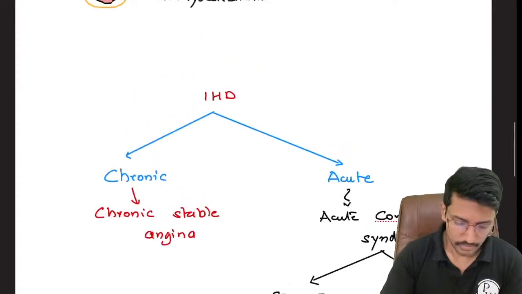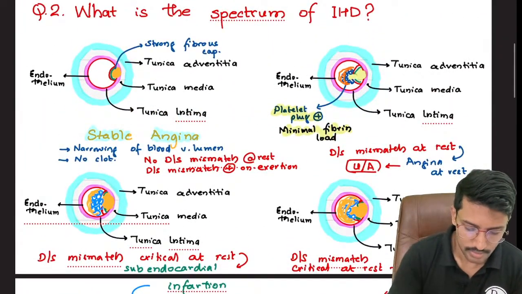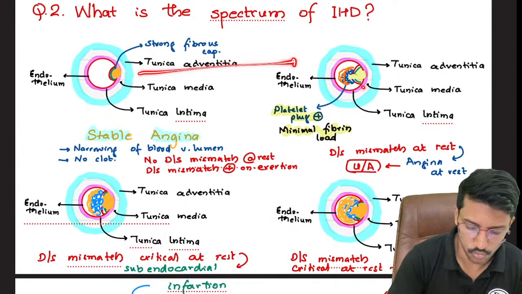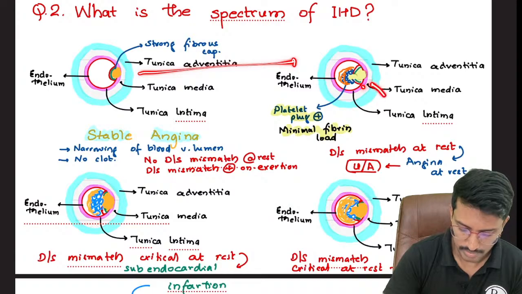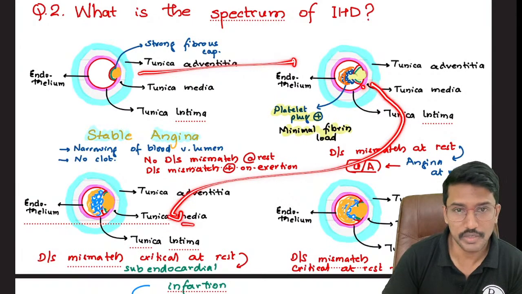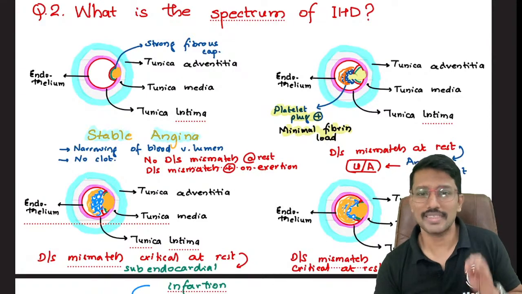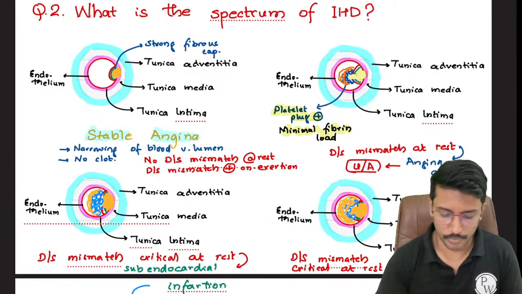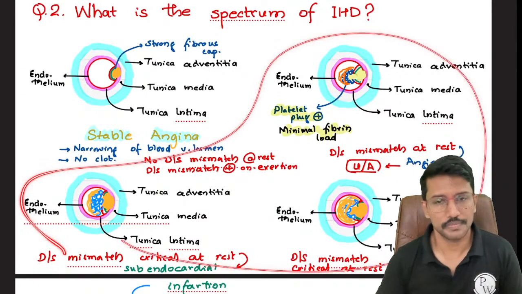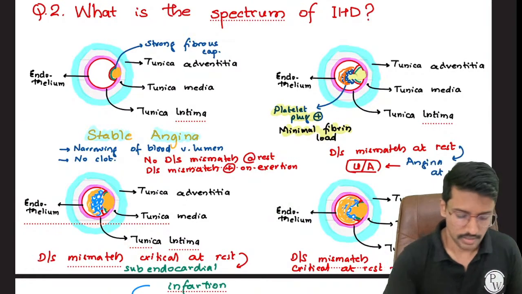And when I see this image, I know that it is going to progress from here to unstable angina, from unstable angina to NSTEMI, from NSTEMI to STEMI. So can I say that a patient who has stable angina is at risk of developing acute coronary syndromes if I do not address it in future?